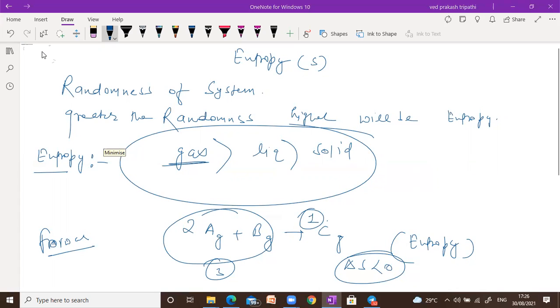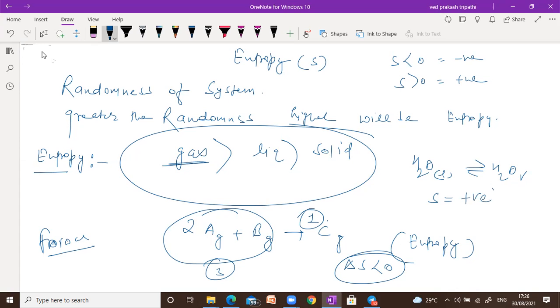What will happen if you convert liquid water to vapor? What will the entropy be, positive or negative? Listen, less than 0 means negative, and greater than 0 means positive. Liquid to vapor: vapor has higher randomness. It means positive. Yes, entropy will be positive. Simple.